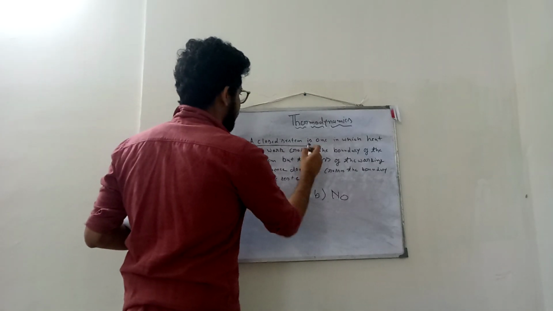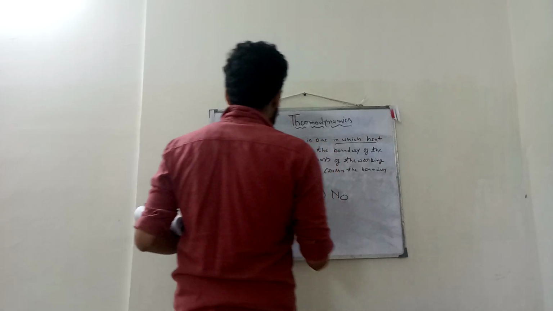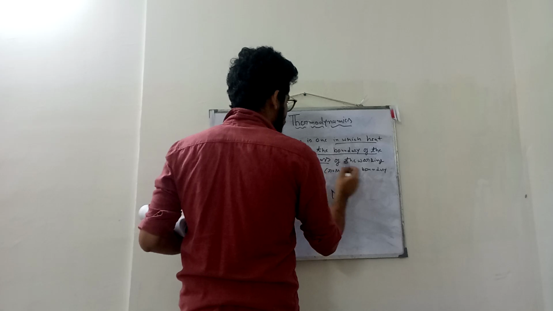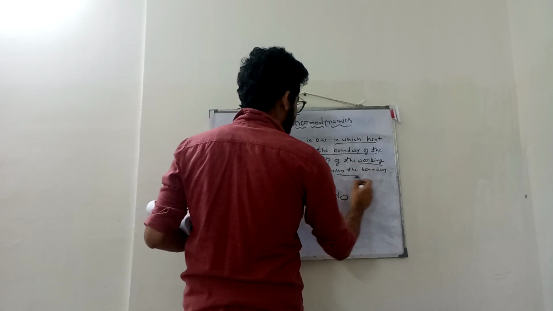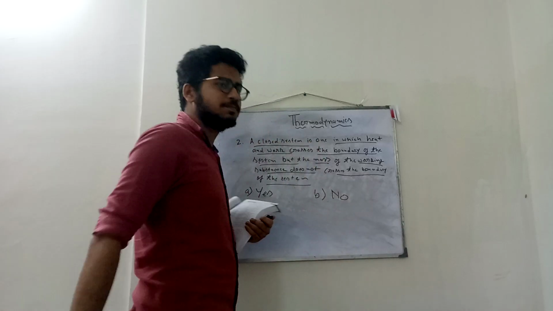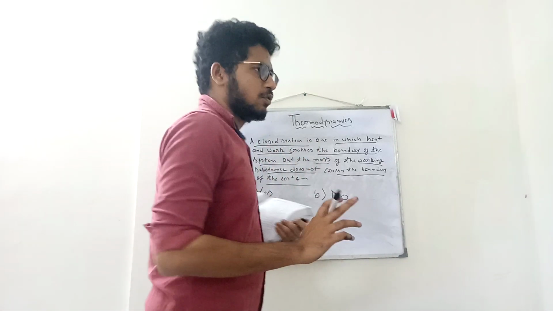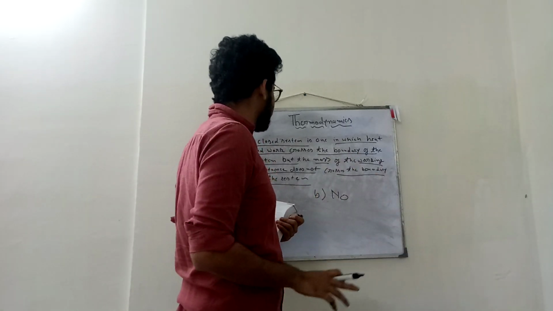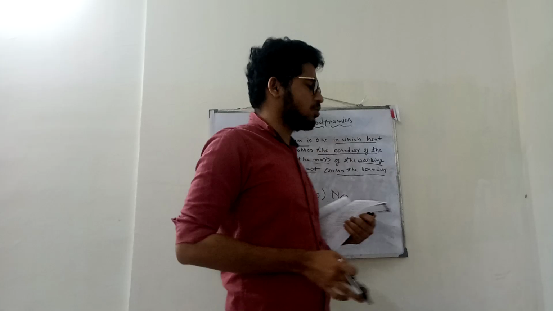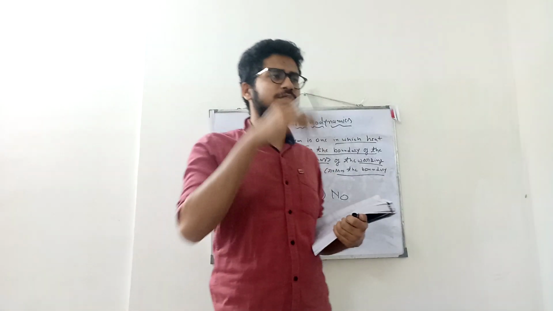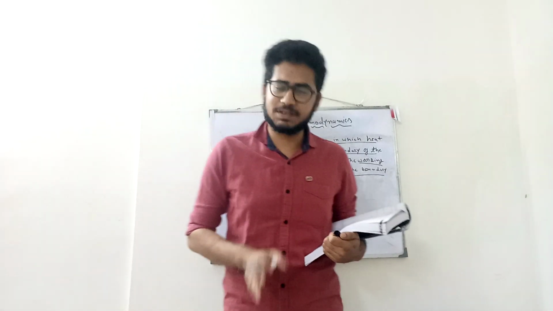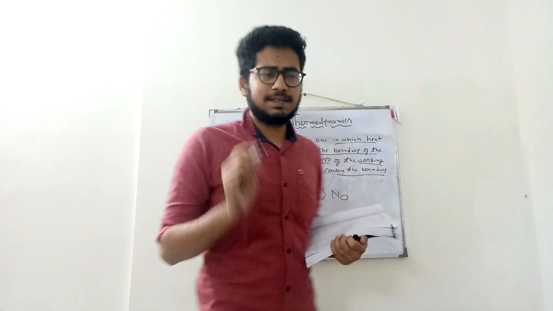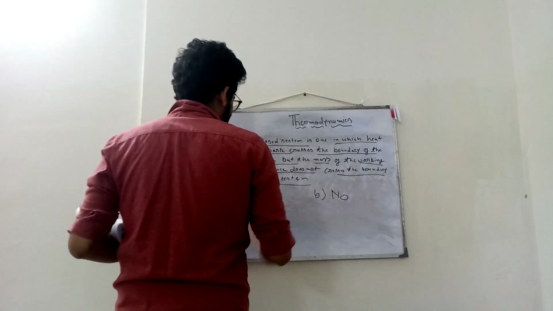A closed system is one in which heat and work cross the boundary of the system, but the mass of the working substance does not cross the boundary of the system. Is it true? We have studied in the previous class that in a closed system, only mass can interact with the surrounding, so it is absolutely a true answer.